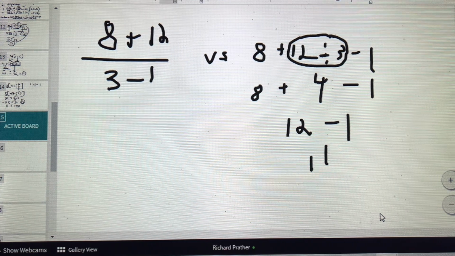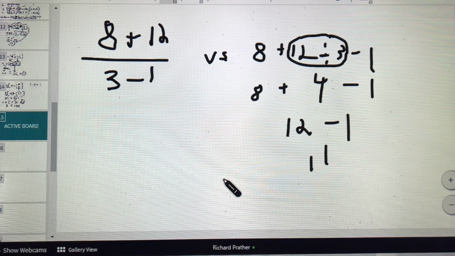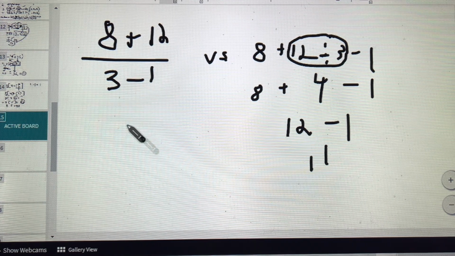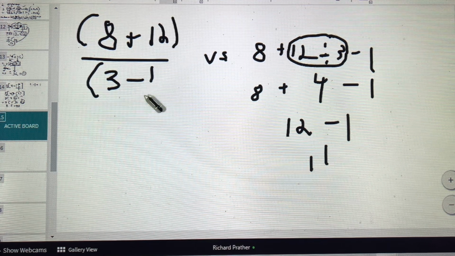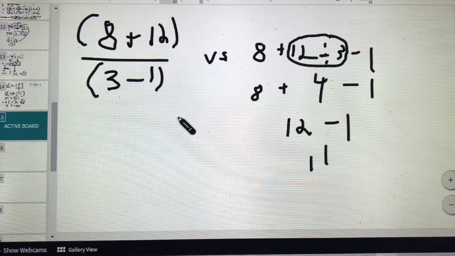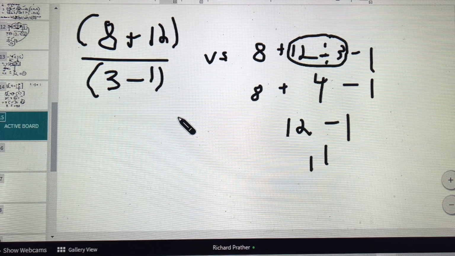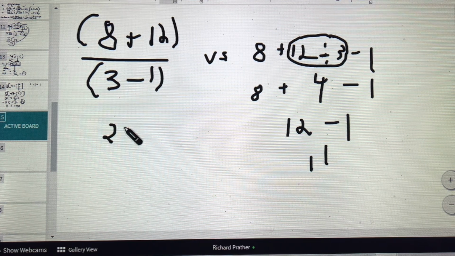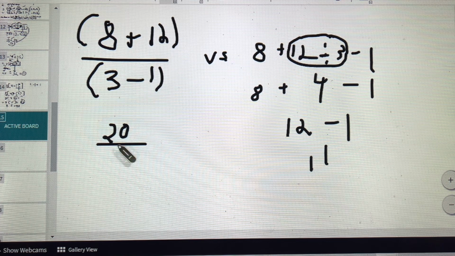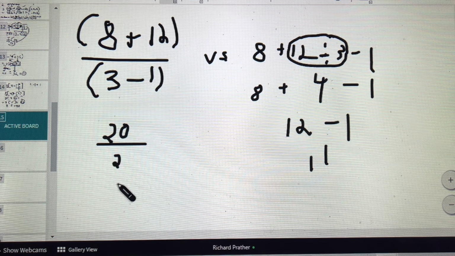In fractions, there's implied parentheses around the top and the bottom that they don't write. But if it helps you, do it. There's parentheses around the top, there's parentheses around the bottom. So that's why it's done differently, is you actually have to do the parentheses first, even though you won't see them in an actual problem. 8 plus 12 is 20. 3 minus 1 is 2. 20 divided by 2 is 10.